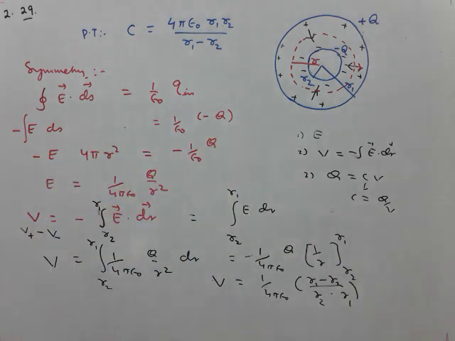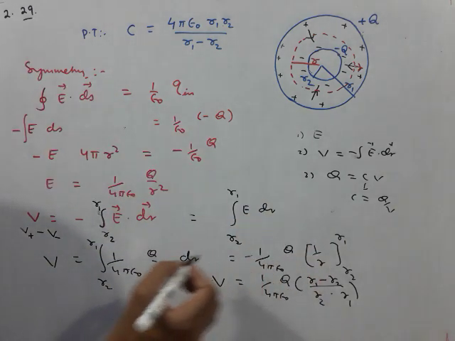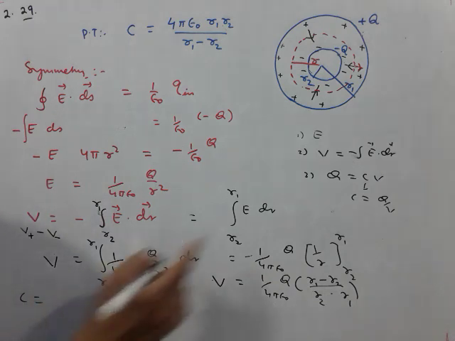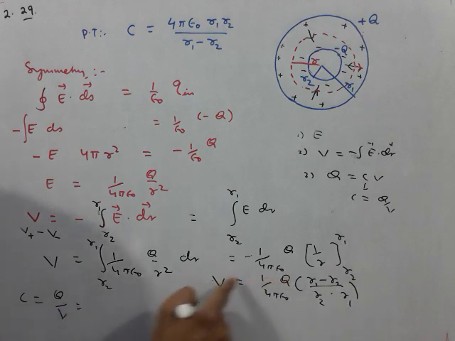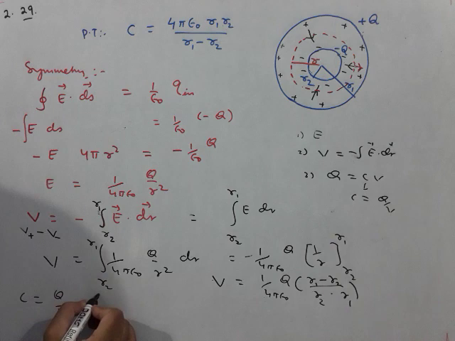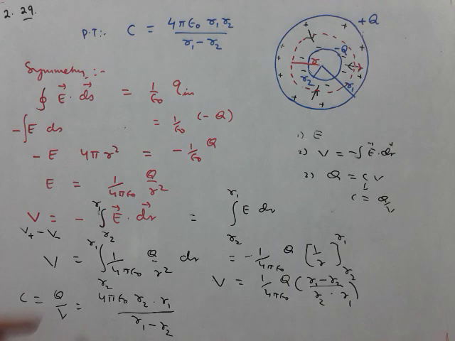Now the third step is to find C using this formula. Here we have missed Q. So how will you find C? C is equal to how much? Q upon V. Q upon V. So this denominator will go to the upper end, that is 4 pi epsilon naught R2 into R1, and at the denominator we will have R1 minus R2, and this is what we had to prove.